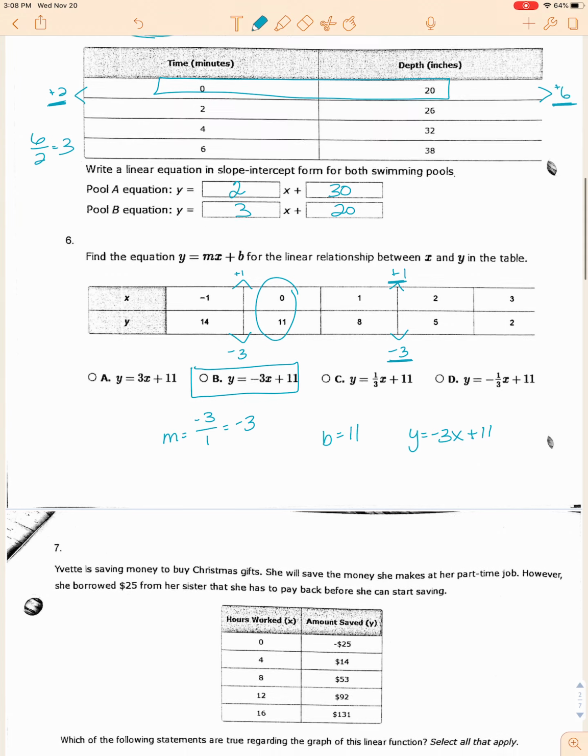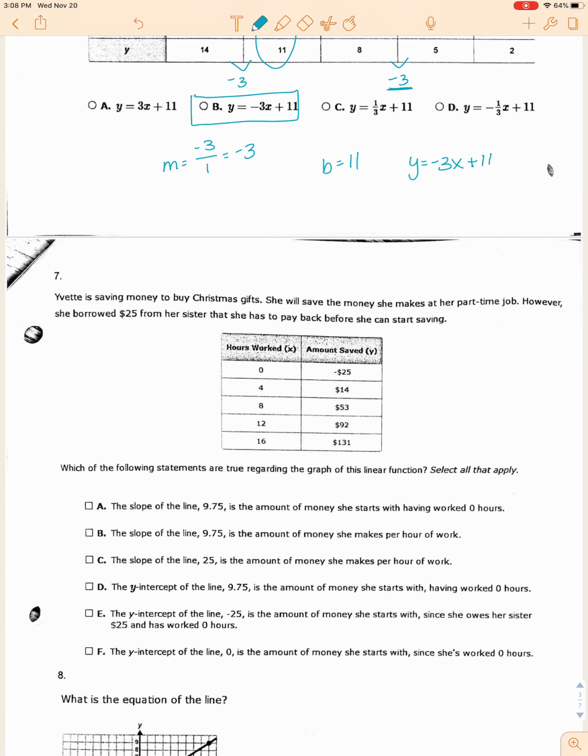For number 7, similar, same idea. I need to find the equations in order to talk about which statements I should say are true. So again, I'm looking for the y-intercept where x is 0. So my y-intercept is negative 25. And we're talking about Yvette saving money to buy Christmas gifts. So she has to pay her sister back first. That's where this negative 25 is coming from. She has to pay her sister back first, and then she can start saving money.